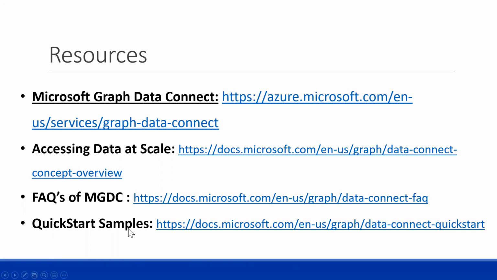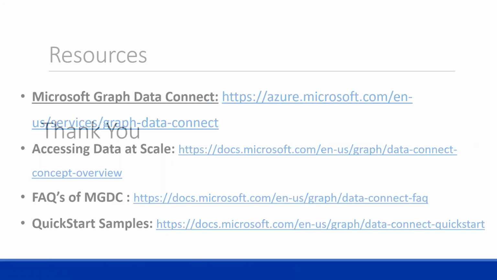These are some of the resources which I would recommend for further reading, because they have the details about what Microsoft Data Connect is, FAQs about Microsoft Data Connect, and there is also a quick start sample. In my next video, I will show you the exact steps of how I created that Azure Data Factory pipeline and how the data is extracted, what steps are needed to actually extract the data from Office 365 and put it into an Azure store. So stay tuned for that. And if you have any queries or questions, do post those in the comments, and I'll make sure that those are answered.